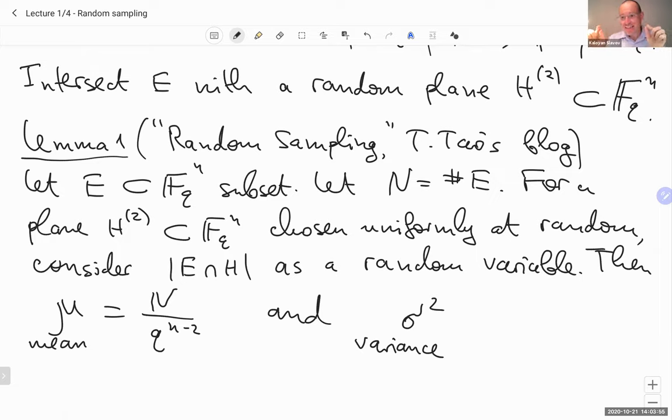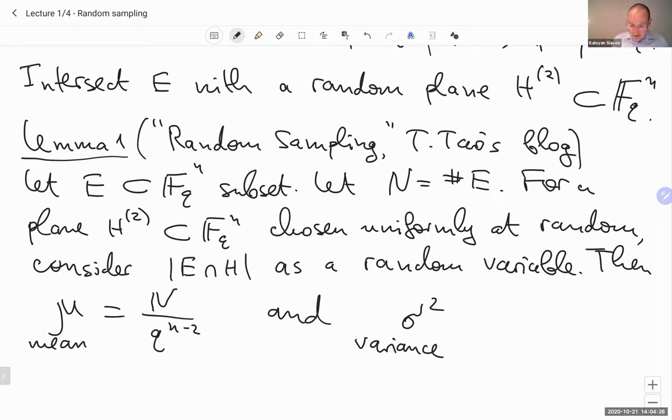And here is the thing: the number of planes that pass through two distinct points of E is independent of which two points of E we take. Therefore, the mean and the variance don't depend on the set E very much, they only depend on its size. That's why this is a very easy lemma to prove. I will spell out the details of this lemma next time, because next time we'll use it again, and a certain computation will be connected with what we'll be doing next time.